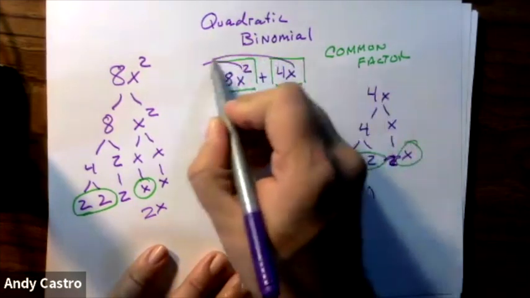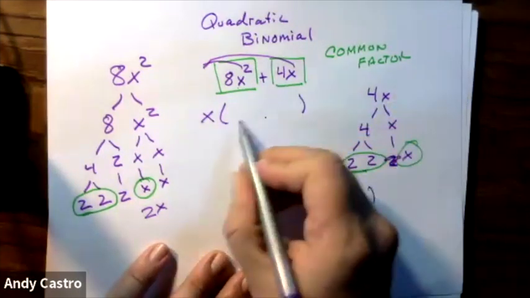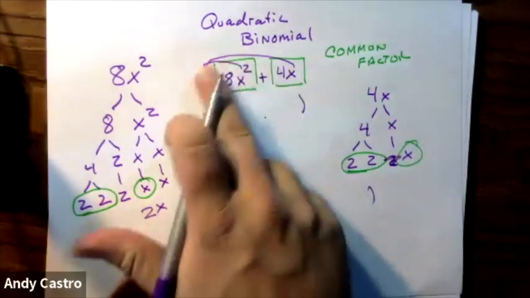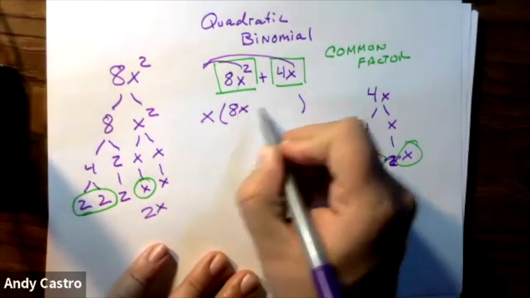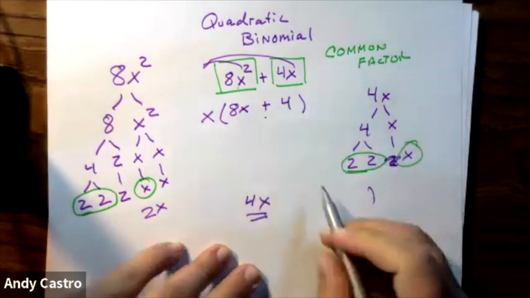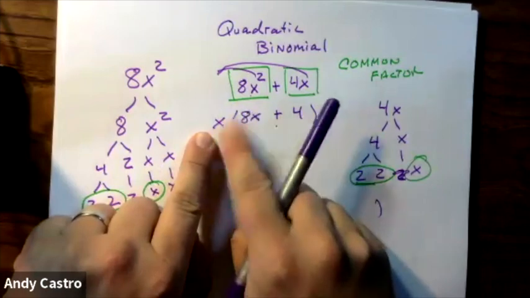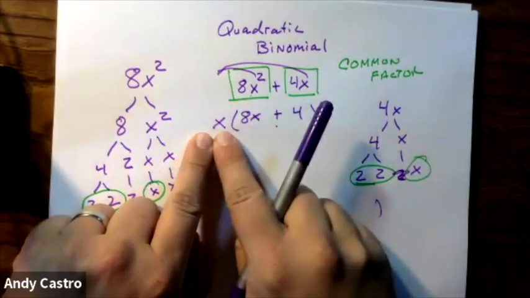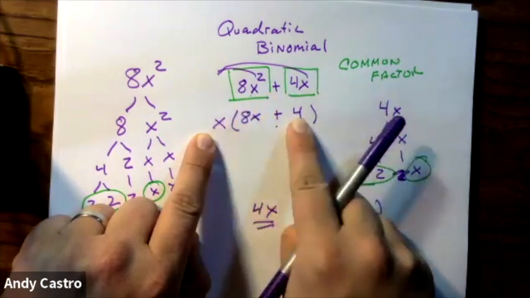That's kind of obvious. If I pull an x out, then in my parentheses, this is sort of reverse distribution, I'm left with 8 times x plus 4. And I know that because if I were to distribute this x back in, this would be 8x squared plus 4x.